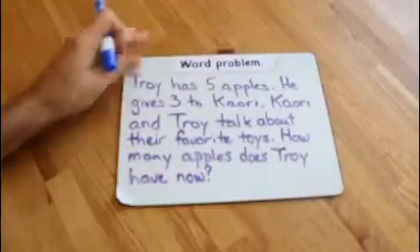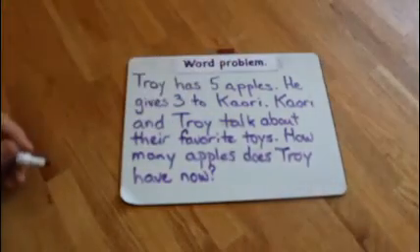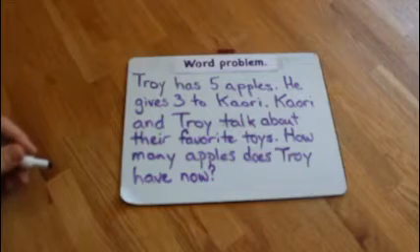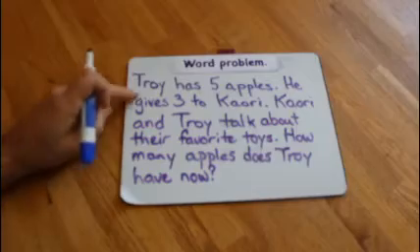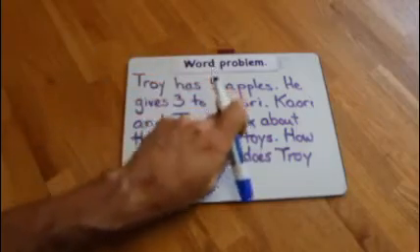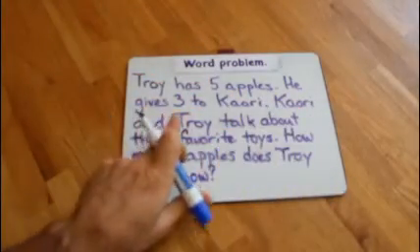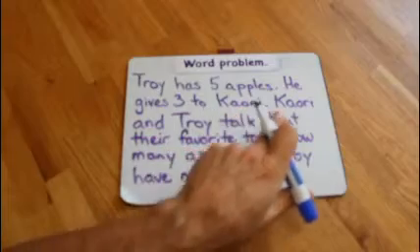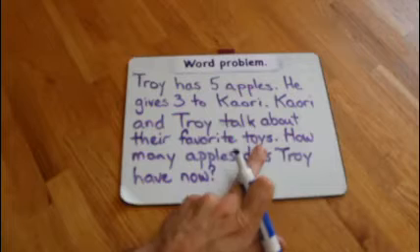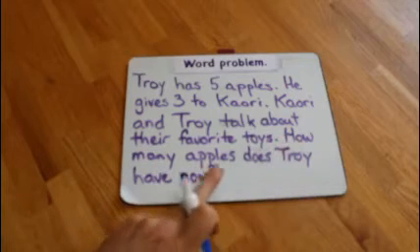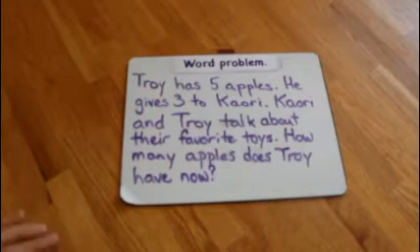It's time for our word problem. Here we go. Word problem. I'm going to read it 2 times. First time through, let's be good listeners. Second time through, we're going to get the important information. Troy has 5 apples. He gives 3 to Kaori. Kaori and Troy talk about their favorite toys. How many apples does Troy have now?